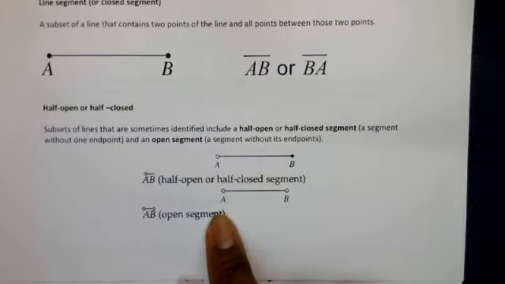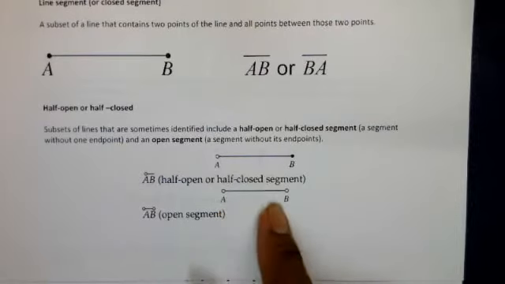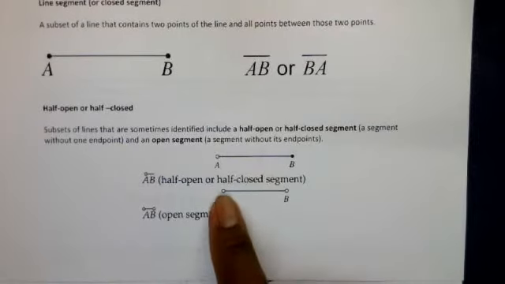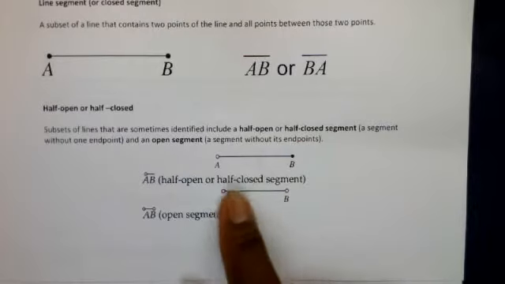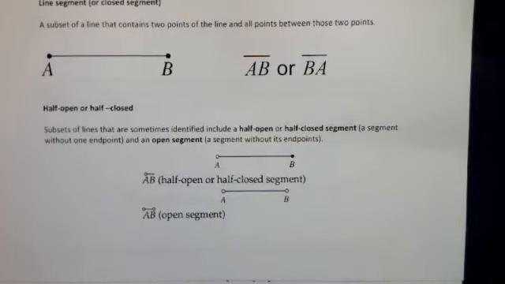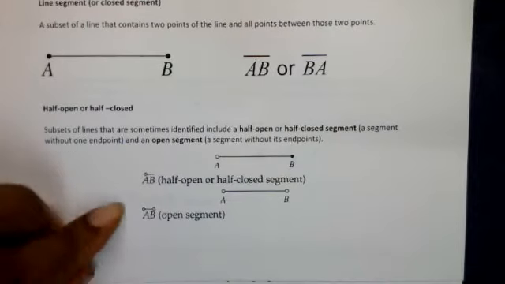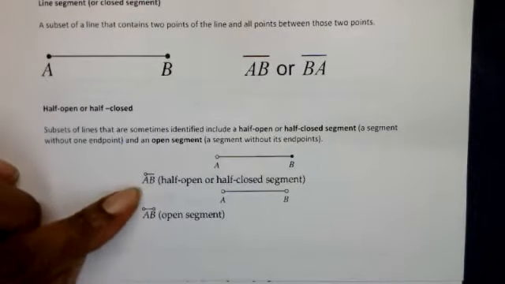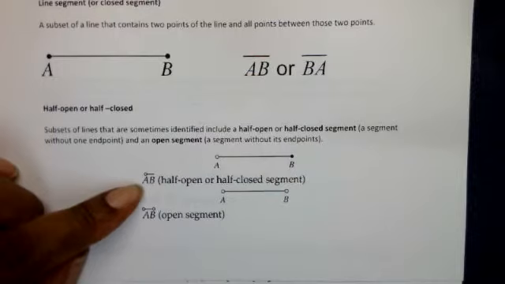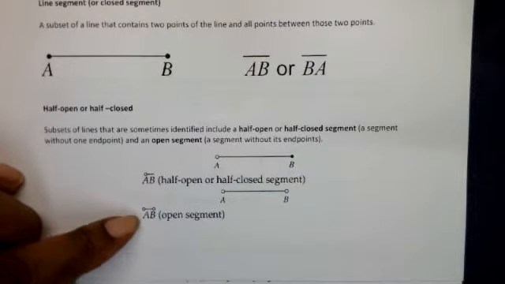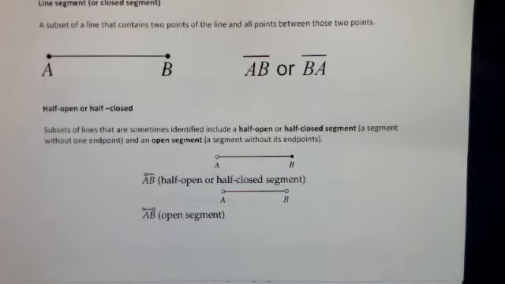And then we have the open segment where the endpoints are not included. So here at A and at B, we have empty circles there. And these are the notations for that. Half open or half closed segment AB. And then here, this is the open segment AB.